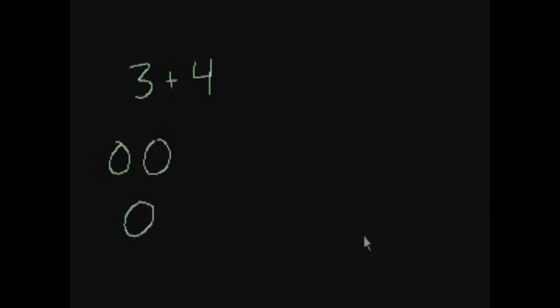And let's say you give me 4 more avocados. Let me put these in yellow so you know that these are the ones you're giving me. 1, 2, 3, 4. So how many total avocados do I have now? That's 1, 2, 3, 4, 5, 6, 7 avocados. So 3 plus 4 is equal to 7.